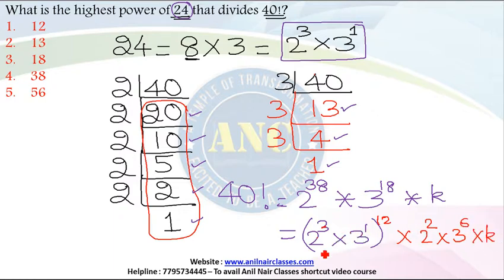So can I say that this 2 power 3 into 3 power 1 is nothing but my value 24, which is asked in the question. The power of the 24 is 12. Answer for this question is 12. Easily you can solve it, sir. Answer for this question is how much? It is 12.